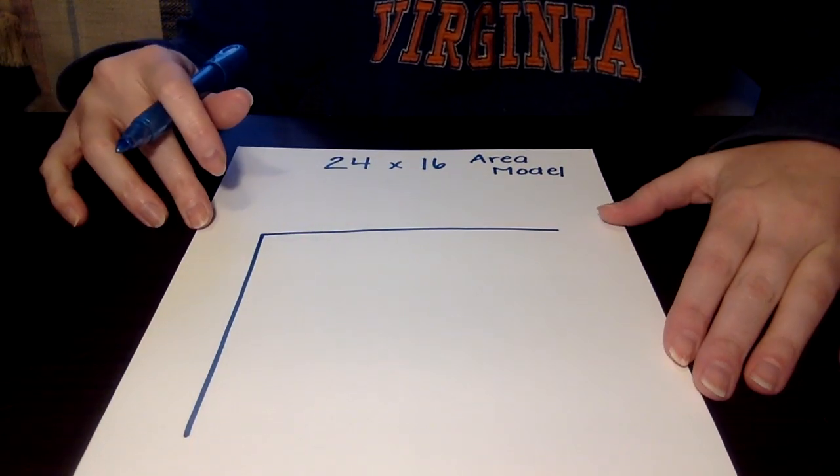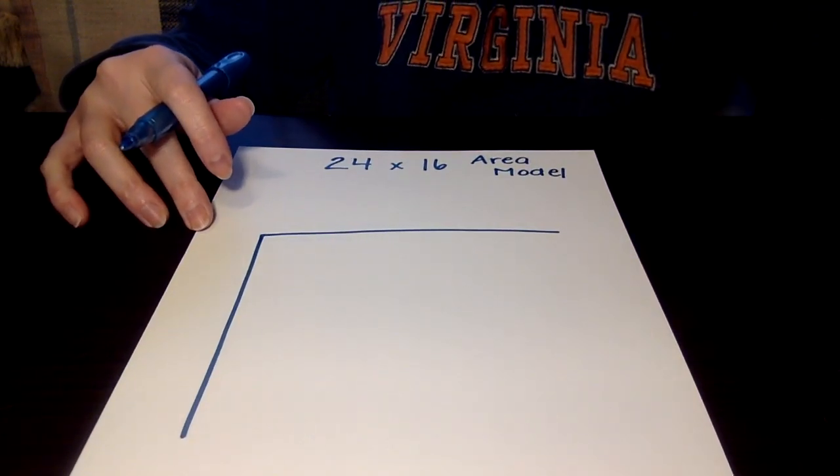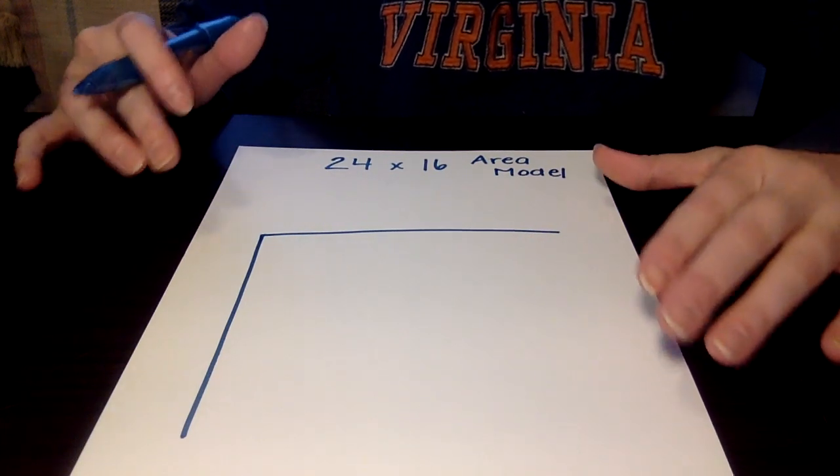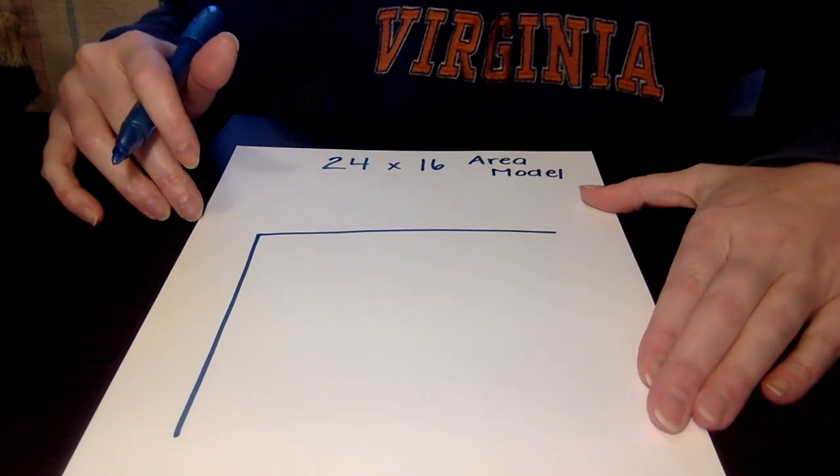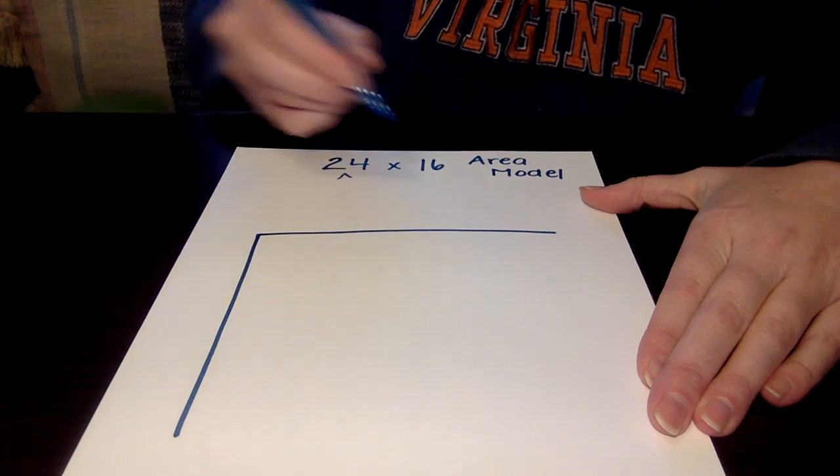Hey fourth graders, let's do area model again really quickly. This time we're going to avoid using base 10s, make it more efficient, and just use our numbers. Process is exactly the same. We still have to break our two numbers apart by place value.